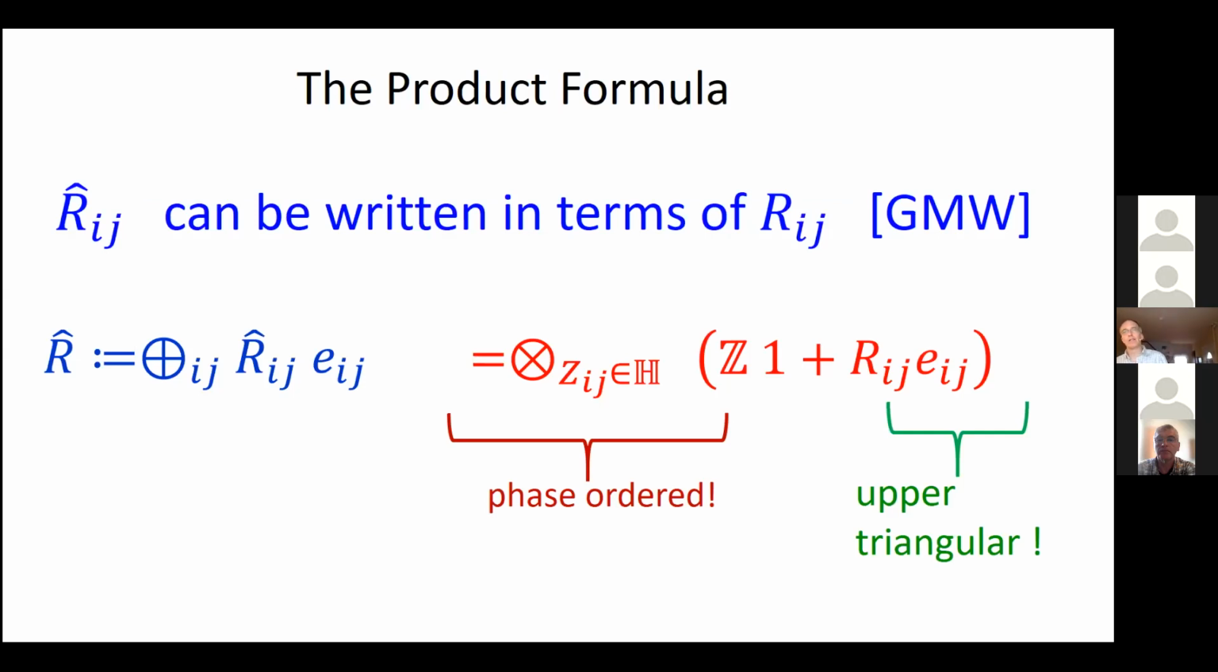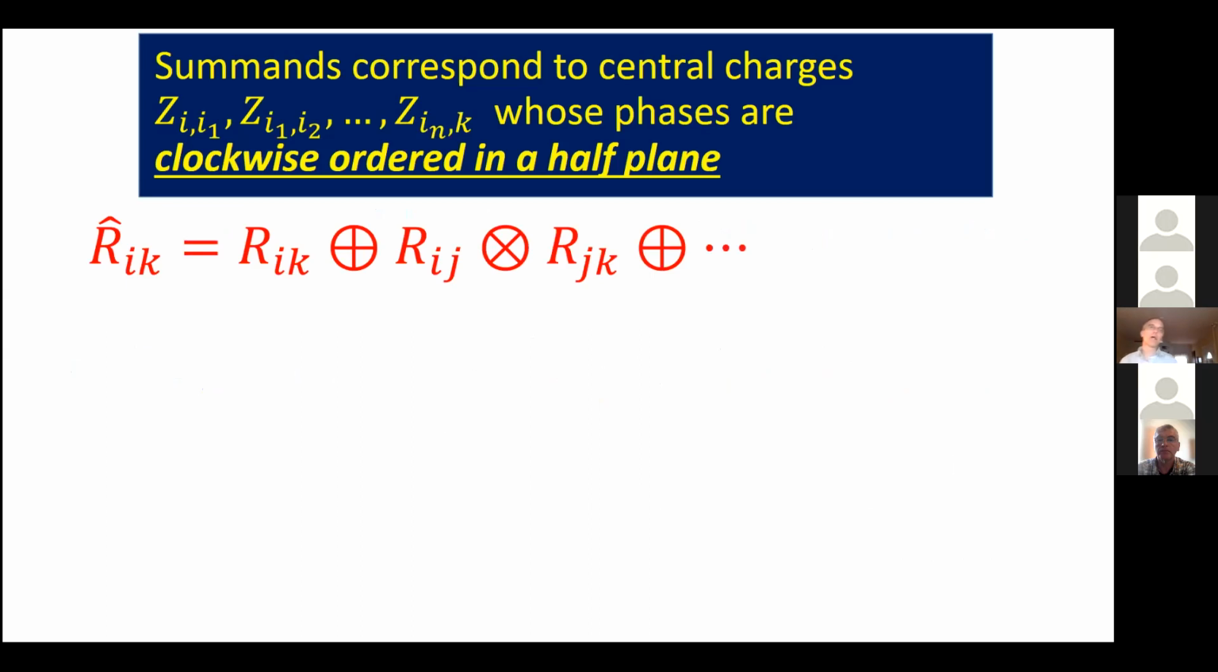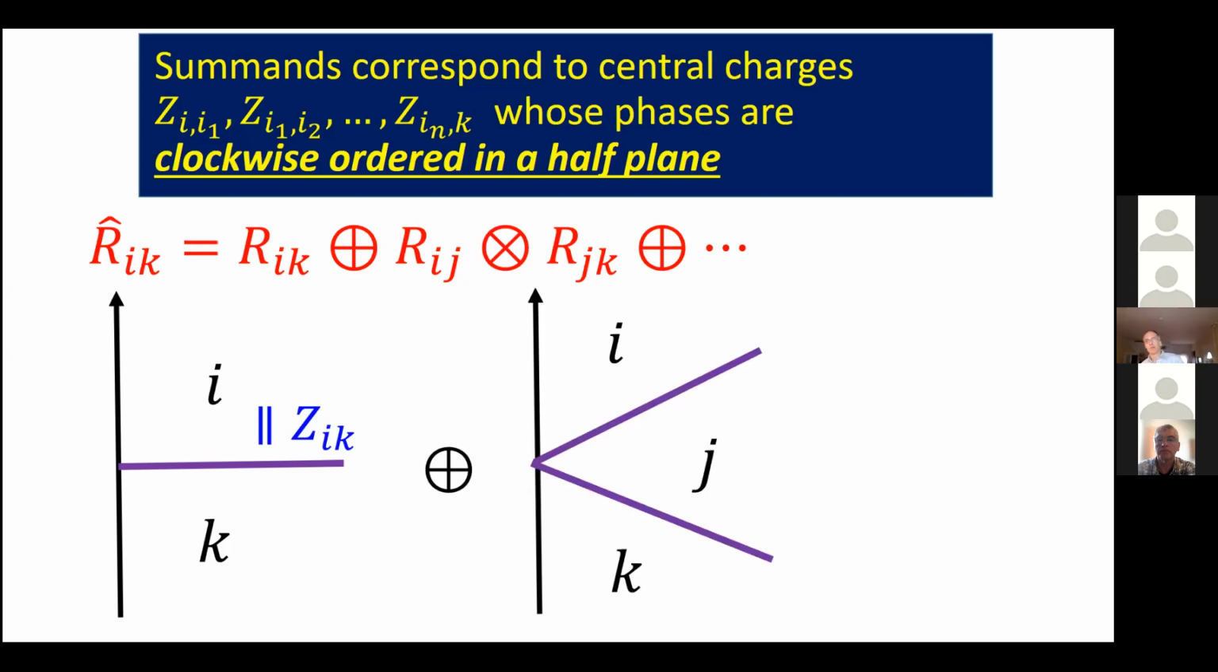So now if you take this formula and you expand out the right-hand side, what you get is a formula for R hat, say IK, as a series of terms corresponding to series of central charges whose phases are clockwise ordered in the half plane. And we can associate pictures with the summands. So the first summand, Rik, is just this picture. So we have Zik, it lies in the half plane in question, and it's a line that separates vacuum I from K. The next summand is associated with this picture. So Rij is associated with a line parallel to Zij, and Rjk, a line parallel to Zjk. And you see the central charges are clockwise ordered, and so on.